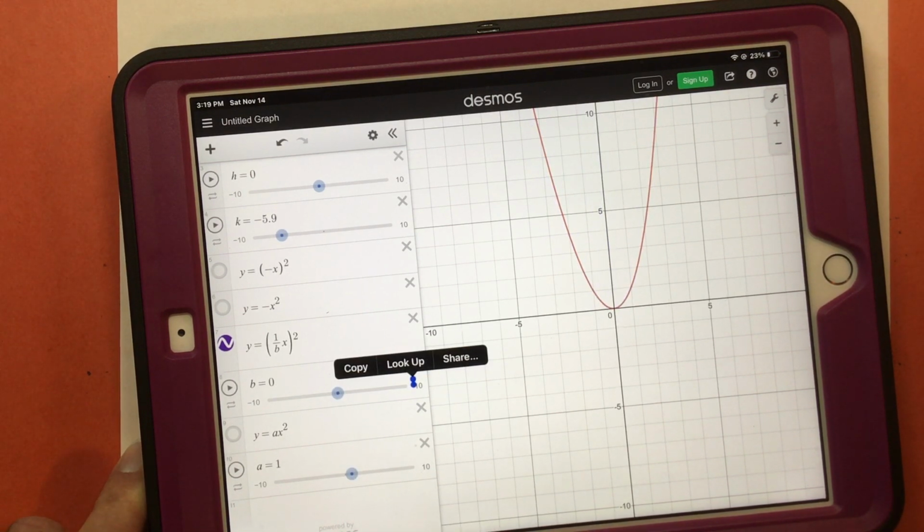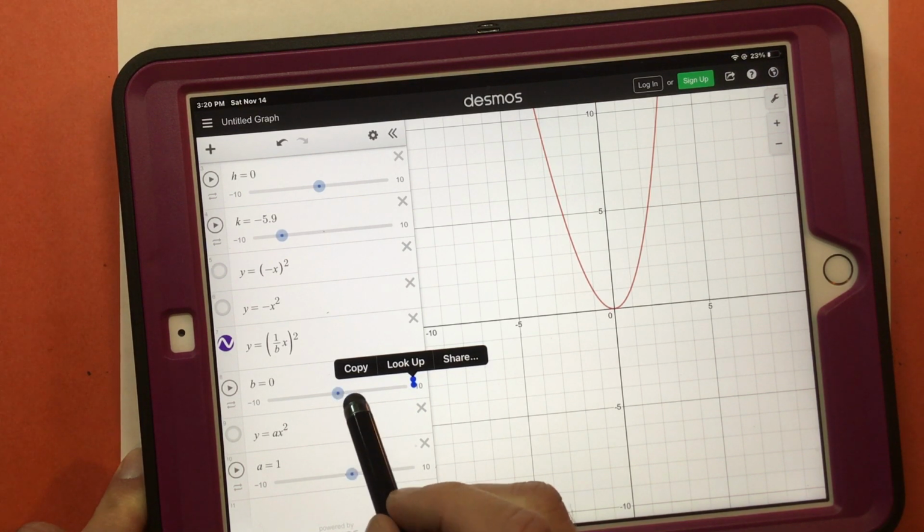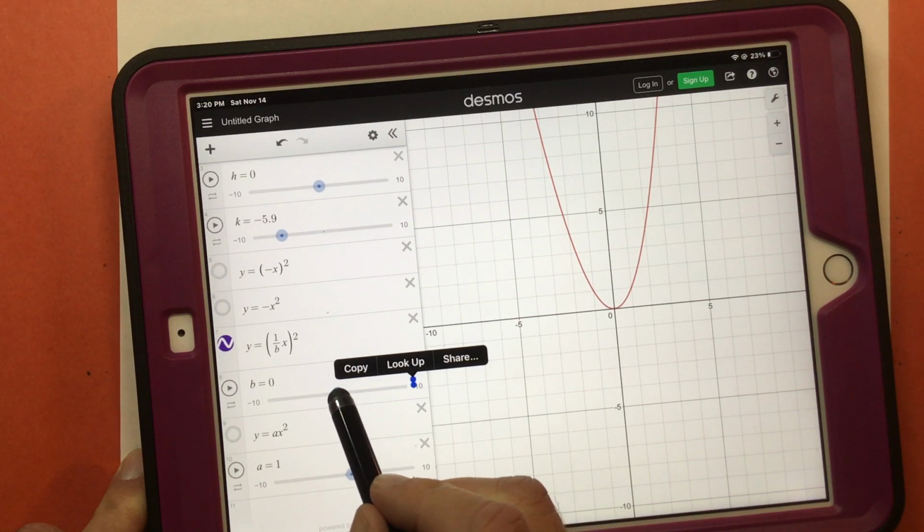If it goes back to 0, Desmos is like, I ain't going to graph it because you can't divide by 0. So Desmos is like, nope, I'm not going to do that. It just, poof, disappeared. Now, here's the tricky part. I'm going to try to get this right here.